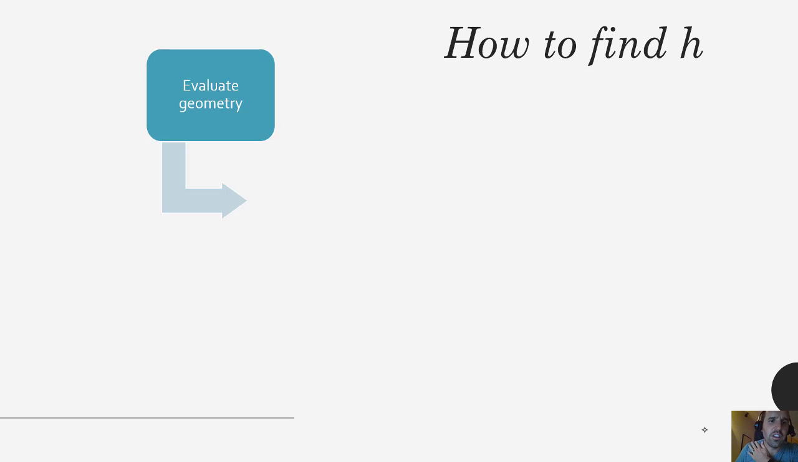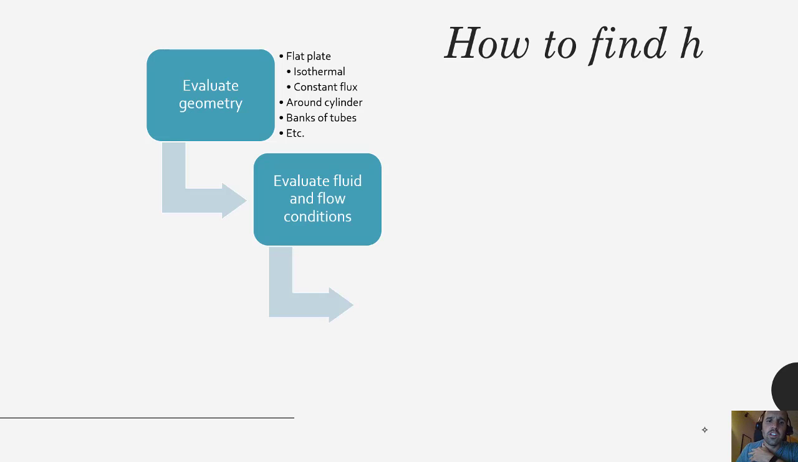So first we evaluate the geometry. So we want to look at what's the geometry for external convection. Again, this is going to be flow over a flat plate. There could be different thermal conditions of the flat plate. It could be isothermal, or you could have constant flux. It could be flow around a cylinder or flow through banks of tubes, and a couple of others. So first we want to figure out, okay, what's the geometry? That'll help point us in the right direction for which correlation to use.